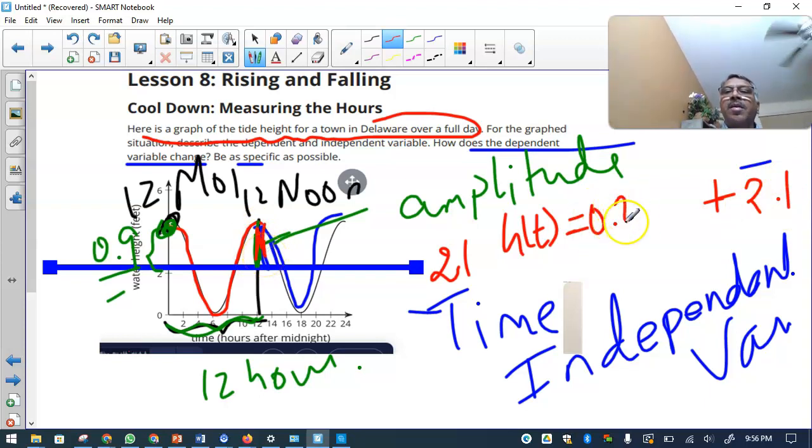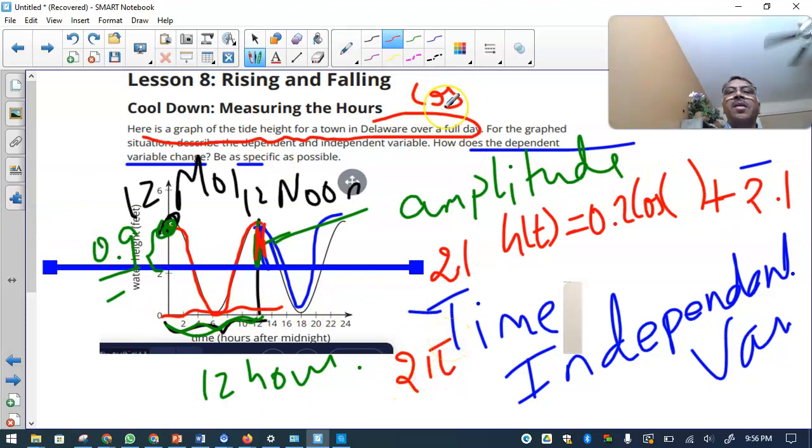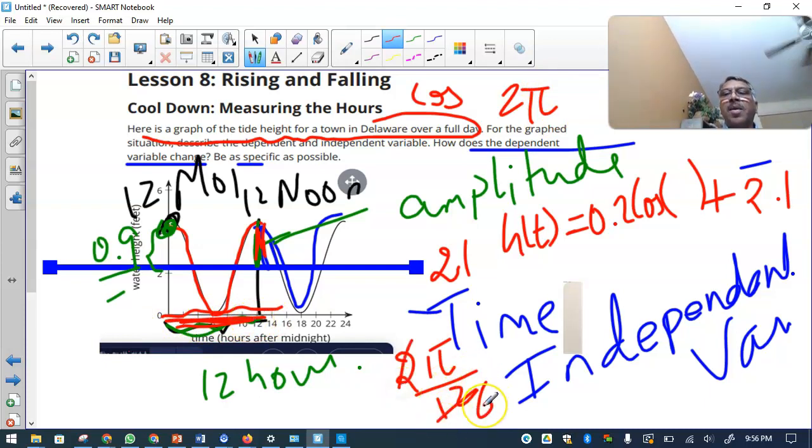So 0.9, and you put cosine, and something with the variable t. You write 2 pi because the period of the basic cosine function is 2 pi. So you have to divide it by the period here, which is 12. So we get 2 pi over 12, which is pi by 6. So this will be pi by 6 times t.